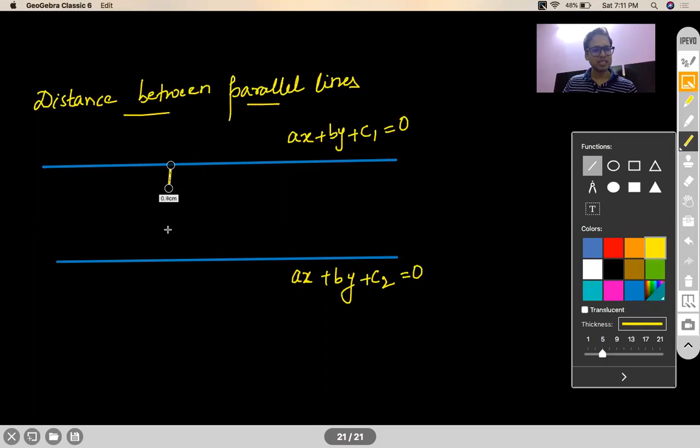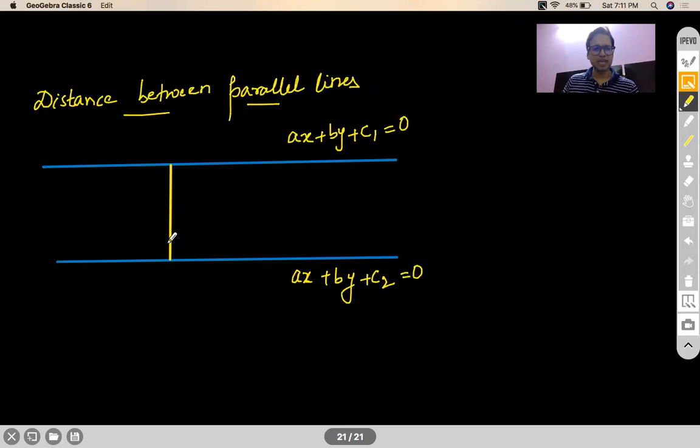The concept I would use here is that the distance between these two lines can be found by choosing any random point P on one of the lines. Let's say I call this L1 line and this L2 line. If I choose any point P, it doesn't depend upon the point, and find its distance from the other line, that will give you the distance between the parallel lines, isn't it? Even if I take P over here and find this distance, it will still be D only. It doesn't make any difference.